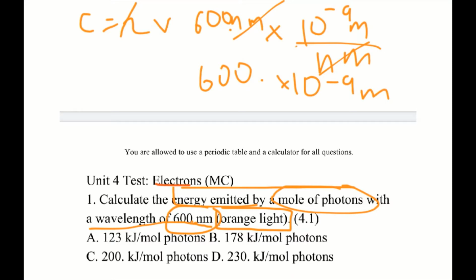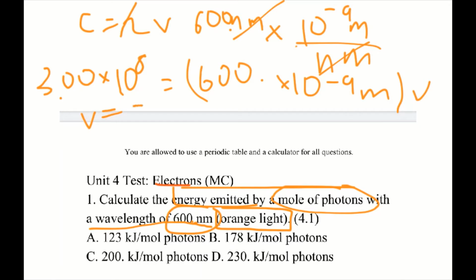Now we have to plug this into the equation. So this times v is equal to the speed of light, which is 3.00 times 10 to the 8 meters per second. Now using a calculator, 3 times 10 to the 8 divided by 600 times 10 to the negative 9, and we get that our frequency is going to be 5.00 times 10 to the 14 hertz.